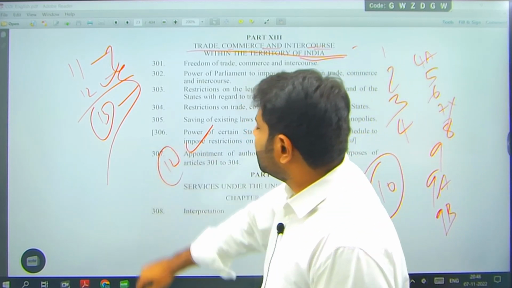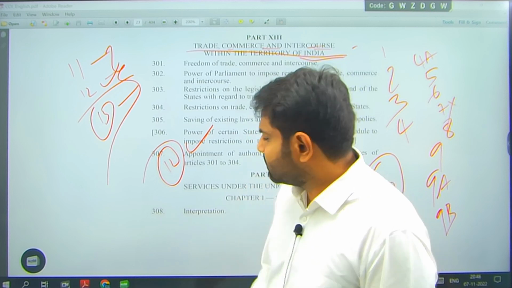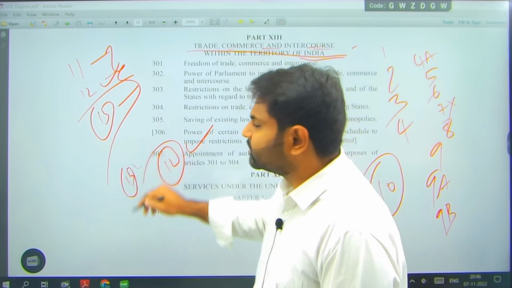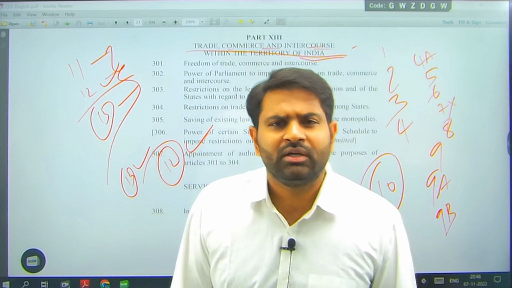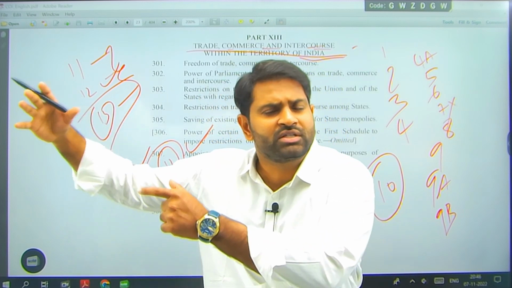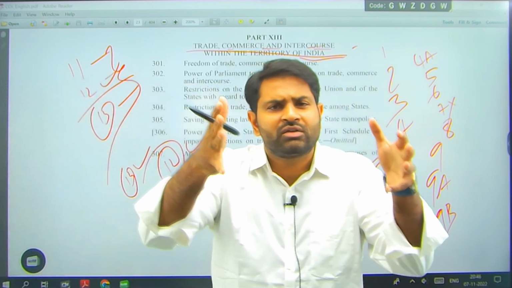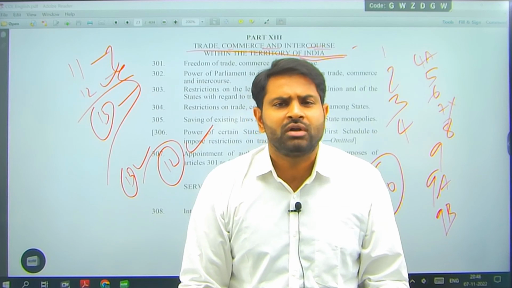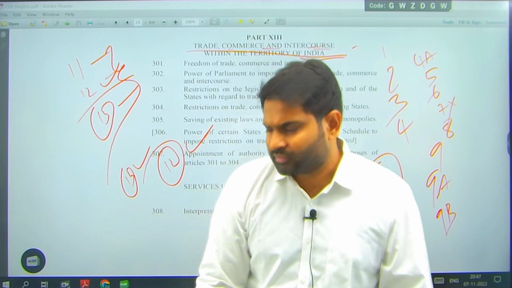12th part, it is property, finance. 13th part, trade and commerce. I hope you understood the relationship. When you know the definition and features of state, the same architecture was brought into the constitution. Constitution is not rocket science. It's easy.